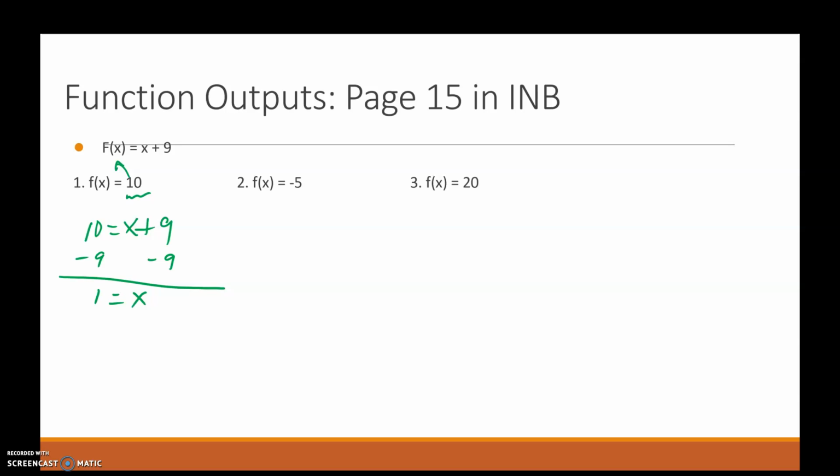These other two problems are just like it. We're working backwards. So this is going to be negative 5 equals x plus 9. We need to subtract 9 on both sides. Be careful with your signs here. Negative 14 equals x.